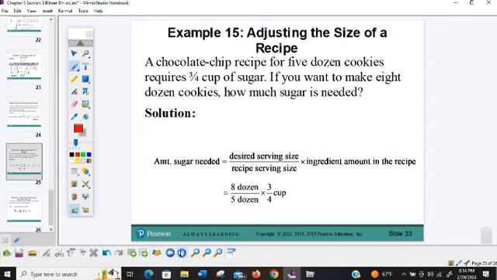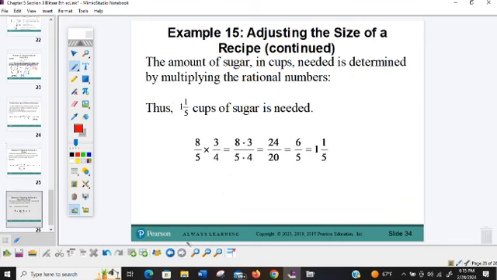Let's try one. So it says a chocolate chip recipe for 5 dozen cookies requires 3/4 cups of sugar. If you want to make 8 dozen cookies, how much sugar is needed? Okay, so what you want is 8 dozen, and the recipe calls for 5 dozen. So you do 8/5 times the 3/4 cup. Let's look at it on the next page.